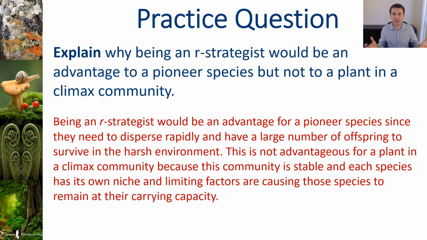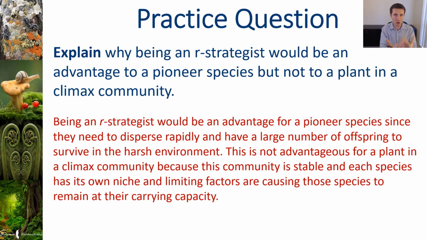Where this isn't an advantage for a plant that's in a climax community, because this community is stable and each species will have its own particular niche, and there are limiting factors in that environment which cause it to remain at its carrying capacity. So being able to produce a large amount of offspring, well, that's not an advantage because there are already limiting factors at play which aren't enabling that many organisms to survive.